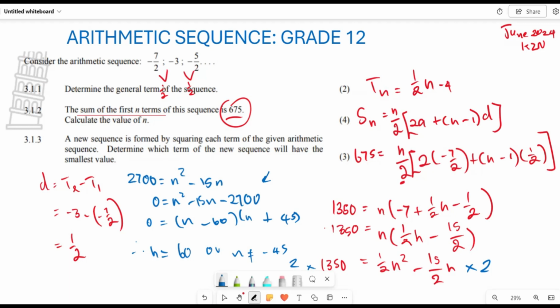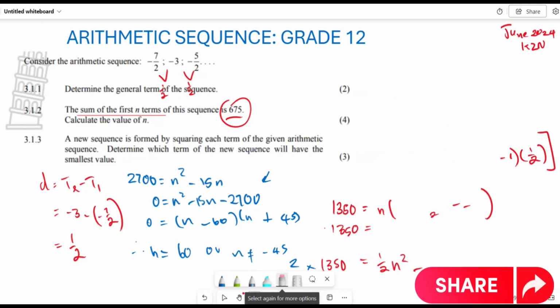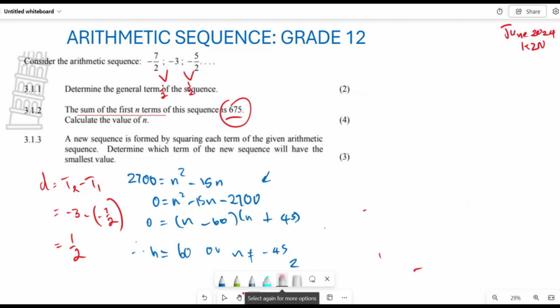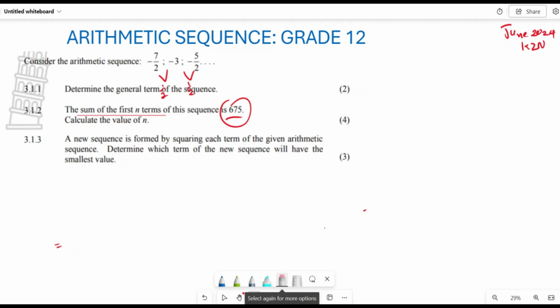Now let's look at 3.1.3. Let's just remove this one. Now we are looking at 3.1.2 to see what else can be done in there. Let's just make up our space here. They are saying a new pattern is formed by squaring each of the terms given in an arithmetic sequence. Determine which term of the new sequence will have the smallest value.